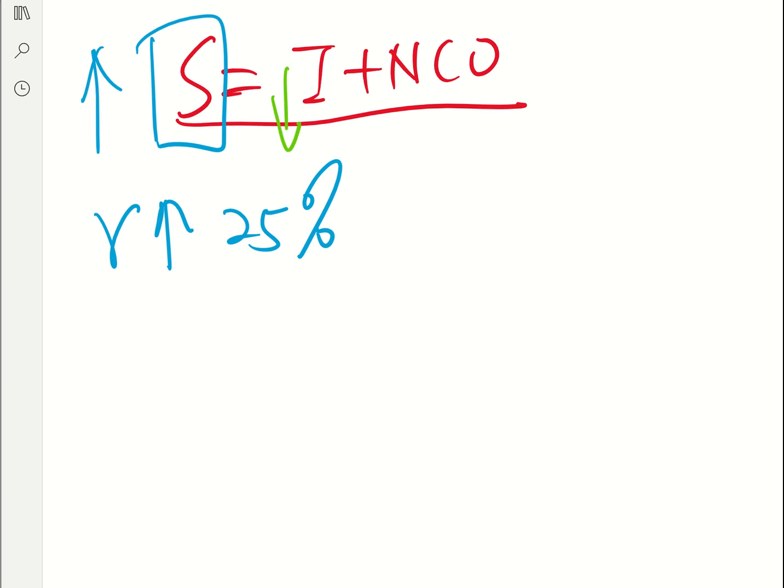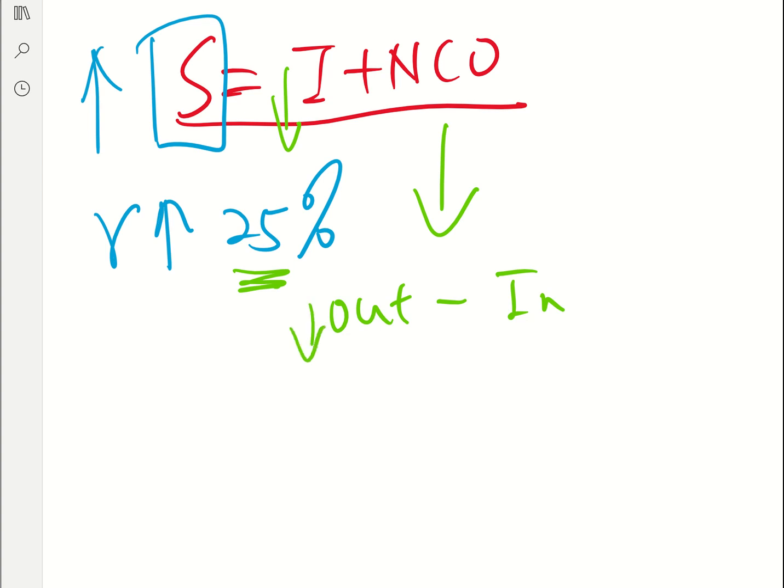Now for the NCO, the net capital outflow. The net capital outflow is your outflow minus your inflow. So outflow is the money going out, inflow is money coming in. Now if I'm a domestic investor and I see that in my country, I can earn a 25% interest rate on my investment, that's pretty high. Do I still want to take my money out of the country? Probably not, right? So I want to keep my money in the country. So at a very high interest rate, we're going to see a lower outflow of capital.